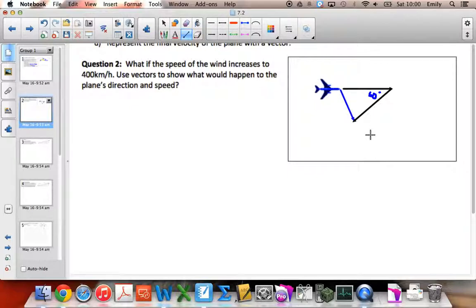And if I wanted to, I could go in and use trigonometry to help me figure out how long this is exactly. And I could do that by creating a couple of right triangles. But definitely my plane is going much slower, and it's going far more south than it was before.